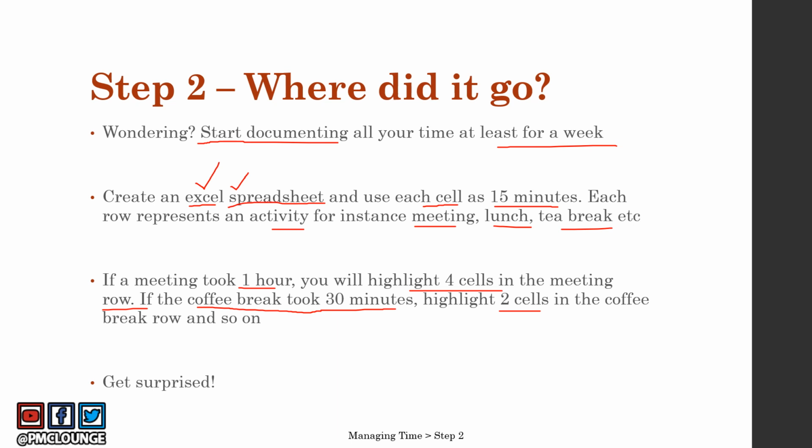I'd like to repeat the 4 questions. What should I stop doing? What should I be more aware of? What am I spending too much time on? And what should I spend more time on? Let's move on to step 3.